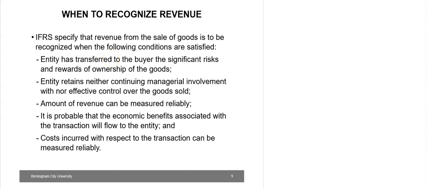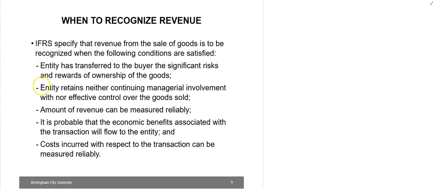The entity that is selling the goods or service has transferred to the buyer the significant risk and rewards of ownership of the goods. 2. The entity selling the goods or service retains no continuing managerial involvement with or effective control over the goods sold. 3. The amount of revenue from the sale can be measured reliably. 4. It is probable that the economic benefit associated with the sale transaction will flow to the selling entity. And number 5, the cost incurred with respect to the sale transactions can be measured reliably.